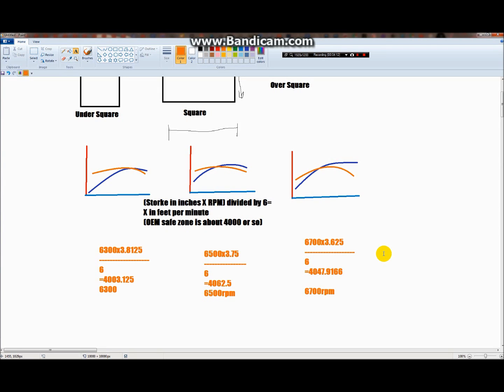admittedly is still a really high number in comparison to, say, some of the F1 cars, which can whiz up to 20 grand, some of them even. Good God, that's a high engine speed.